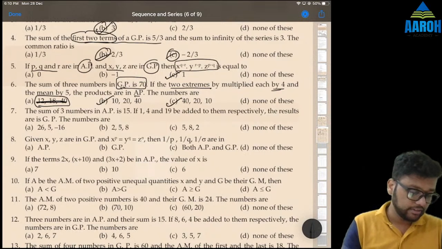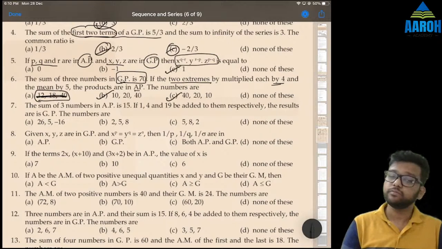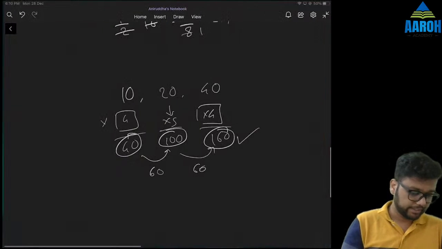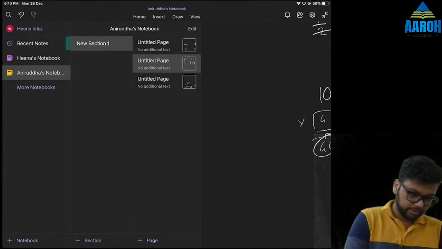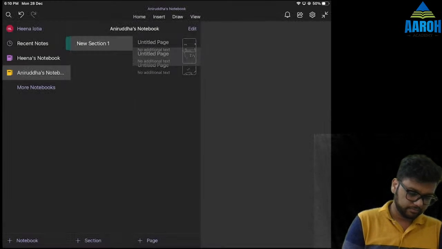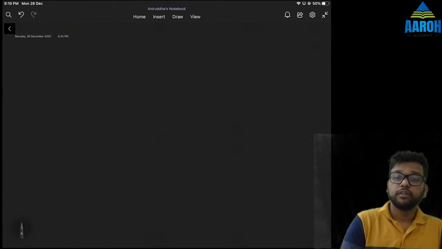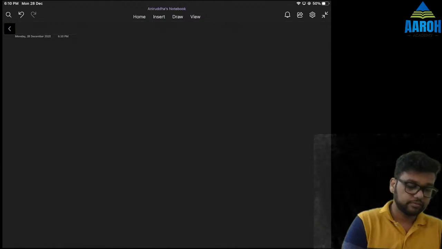Check if you are getting it. Sixth, B and C. Check. Let me just read this. B and C got it.